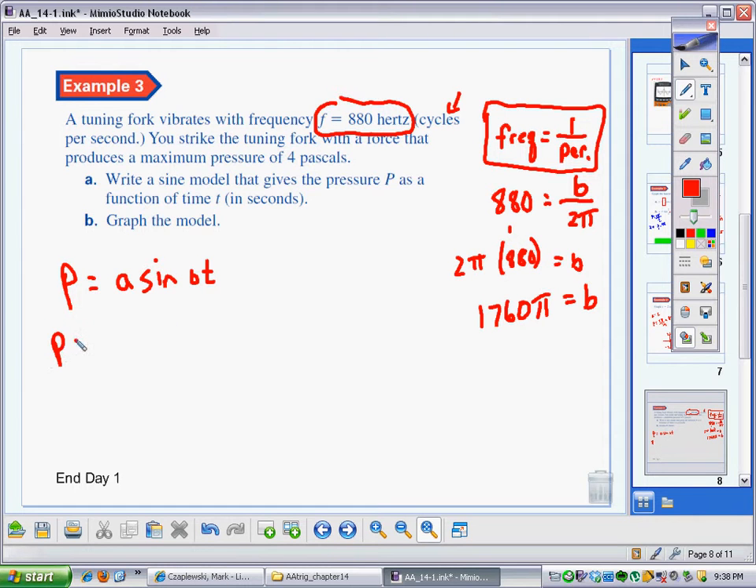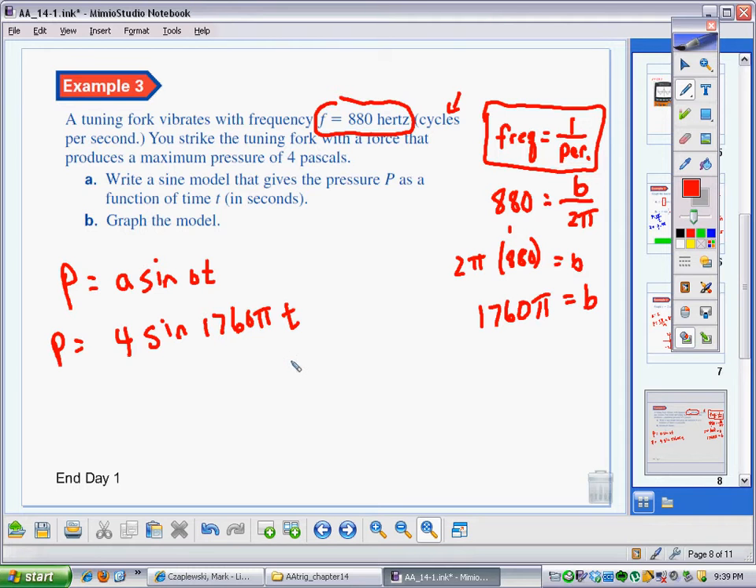So I'm starting to write my equation. P equals sine of 1760 pi T, sorry, T. Okay, sine BT, that's my B. And then I need this A. Well, that's the maximum pressure. You just lop that on the front there, and that's your 4, that's your amplitude. So that's your formula. It's pretty easy to do that.